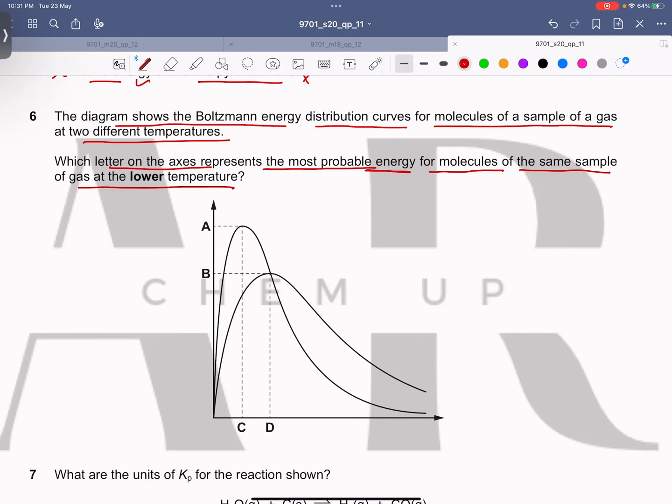So if you recall this energy distribution curve, that energy is always on the x-axis, right? Energy is on the x-axis, so A and B go wrong. So we have to consider only C and D. Okay. If I put a line over here, that is for activation energy. So for this curve, there are more molecules having the most probable energy.